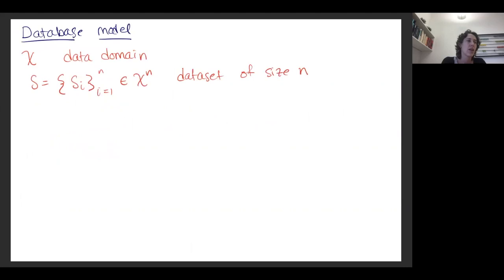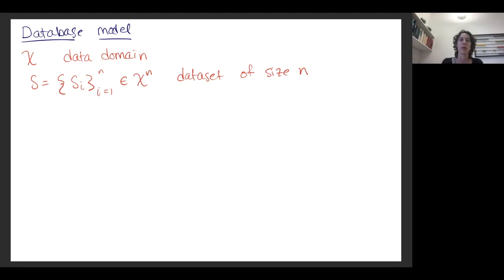Okay, so let's dive in. The model that we're going to be working with today is one where we have databases that consist of unordered collections of data elements. So this scripty X is our data domain, and a data set is just a collection of elements from this domain. We're going to run around with data sets of size n today, and you should think of each element of a data set, each of those elements from the data domain, as belonging to a person. So a database is a collection of n people's data.